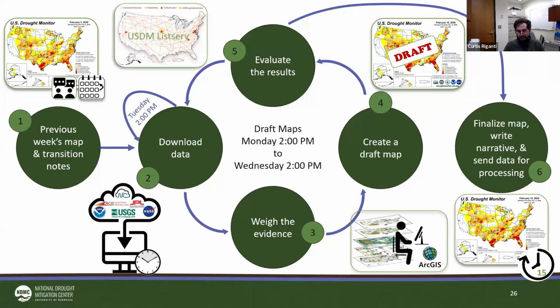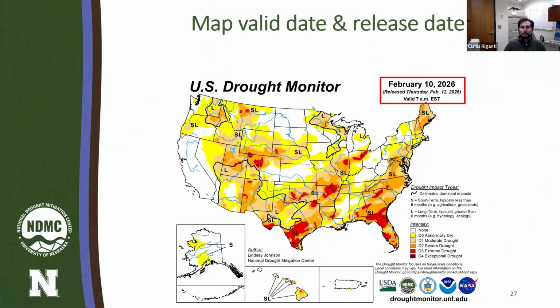And finally, when you get to the end of that process, we have a written narrative that you can find where we describe what changes were made and, at least at some level of detail, why. And we send out the data for processing to our GIS team and web team here at the National Drought Mitigation Center.